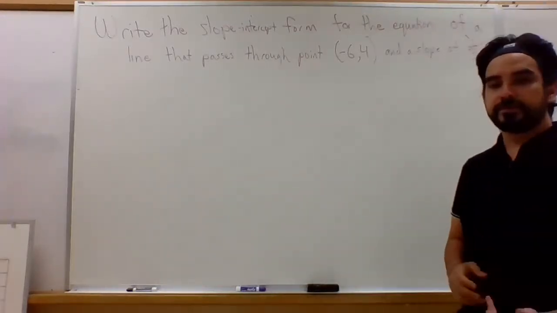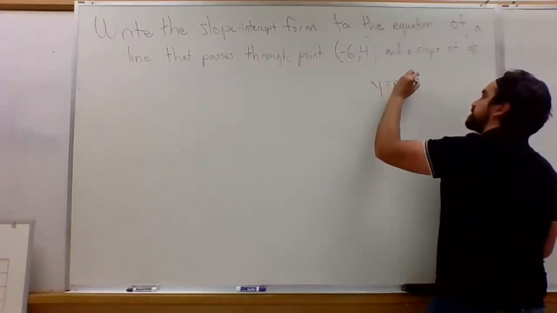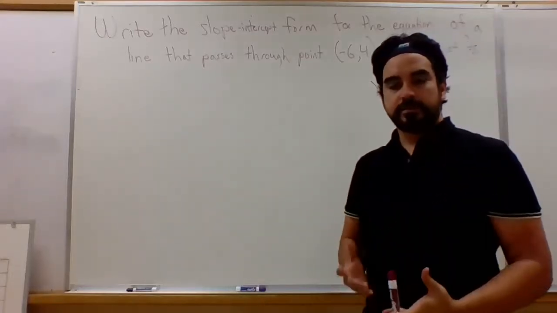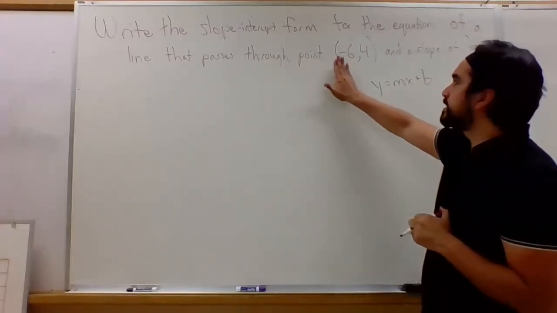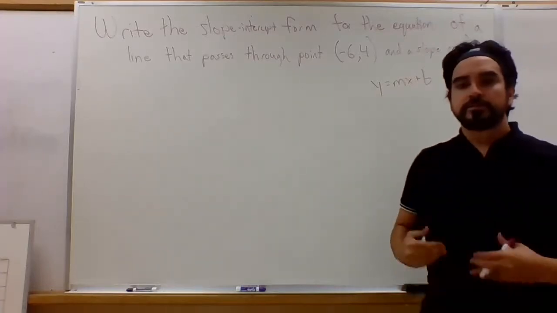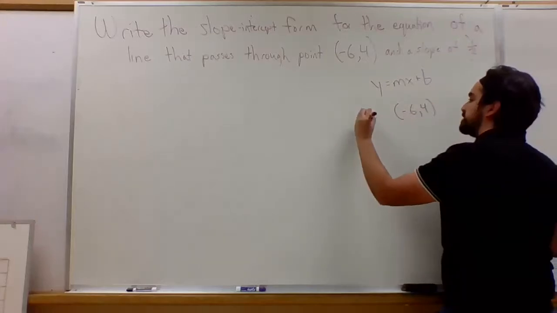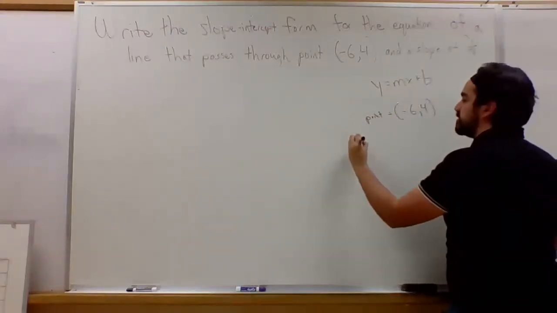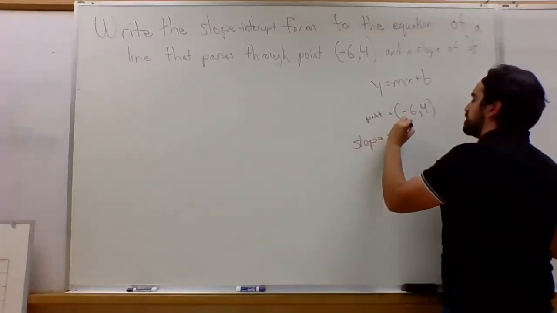If you remember correctly, slope intercept form is y equals mx plus b. Next thing, what's the information it gives us? So it says a line that passes through point -6, 4 and a slope of 1/3. So it gives me a point, -6, 4, and it's my point. It also gives me the slope, which is 1/3.